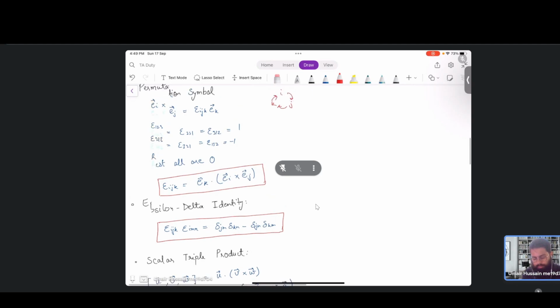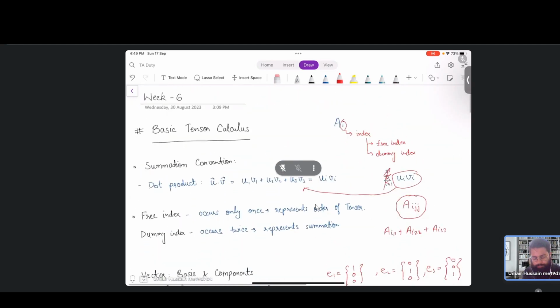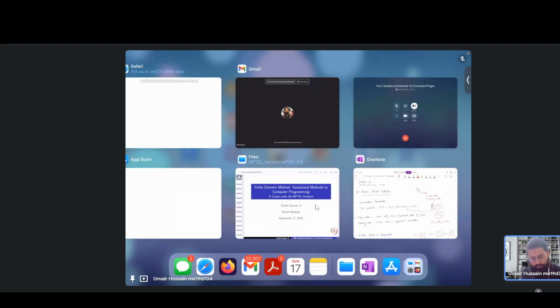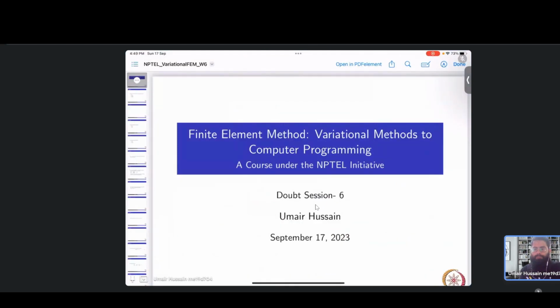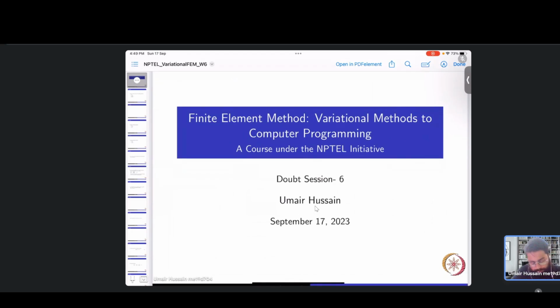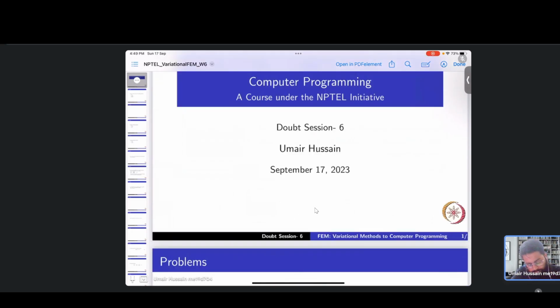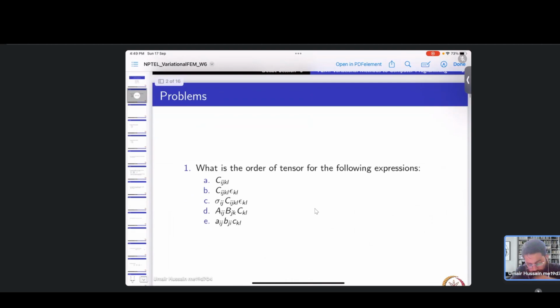Okay, I think now it's time to move on to some problems. So we'll discuss some problems related to tensor calculus and maybe something that we had done in previous weeks. Okay, so problem number one. What is the order of tensor for the following expressions?